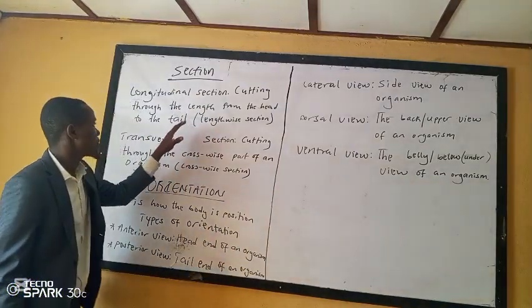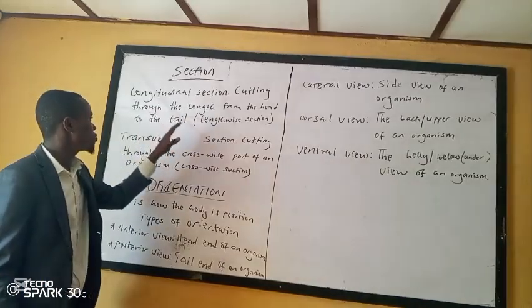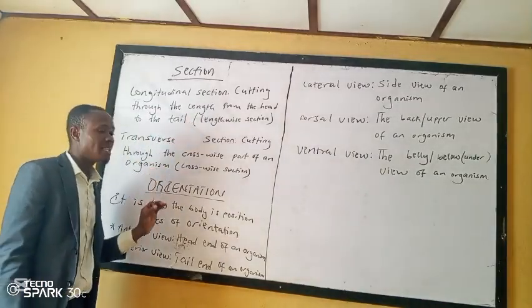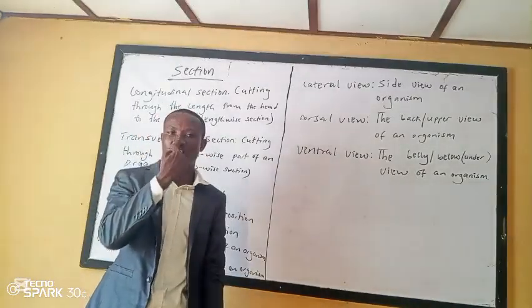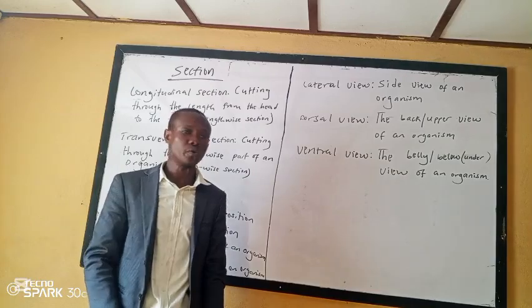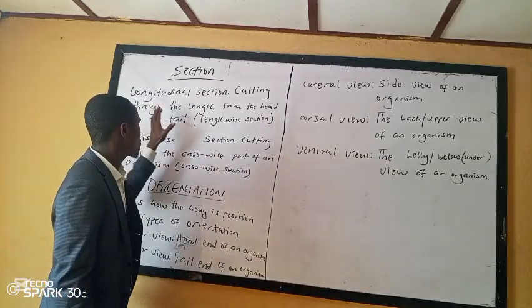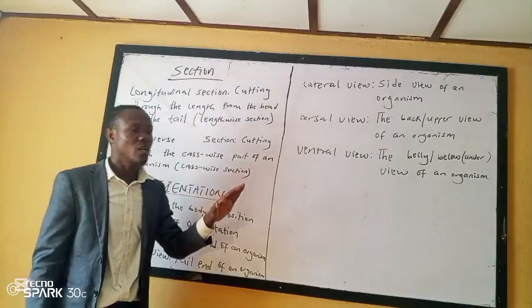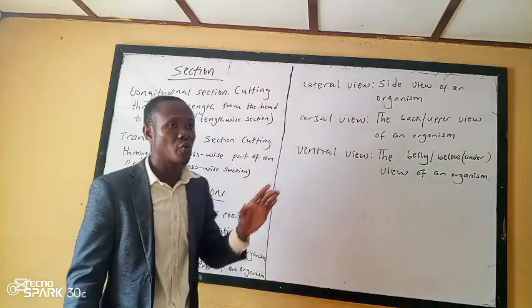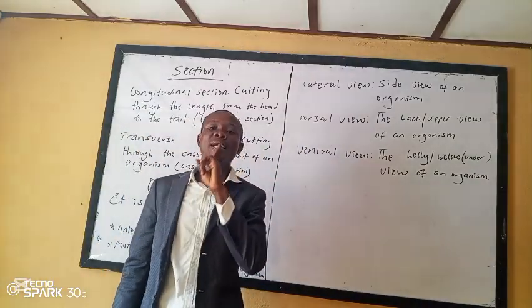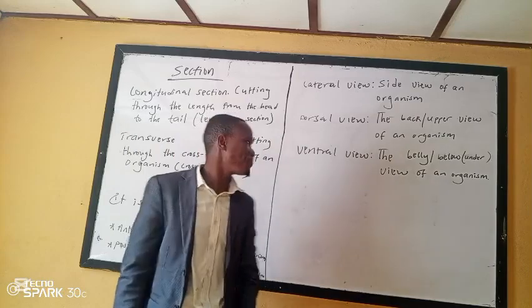Longitudinal section talks about cutting through the length from the head to the tail. That means cutting this way here from the head downwards is what we call longitudinal section. It is also known as the lengthwise section because you are cutting through the length of an organism.